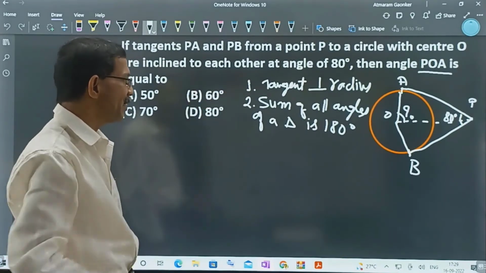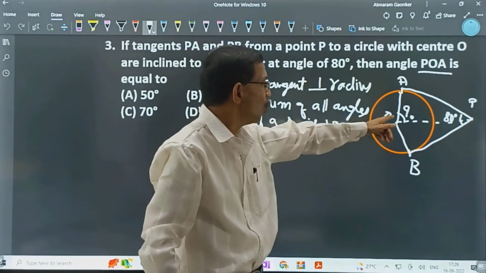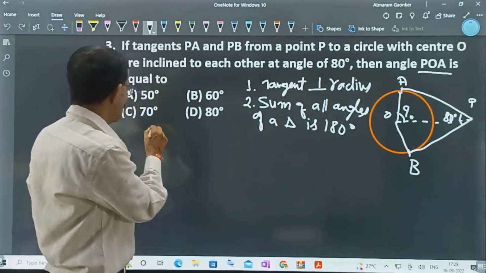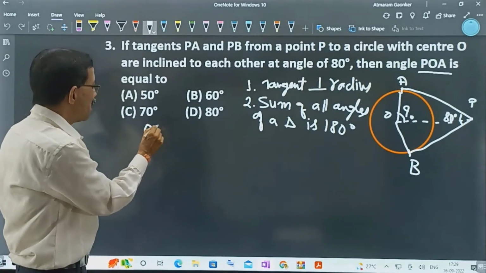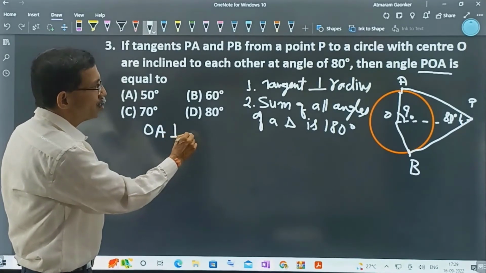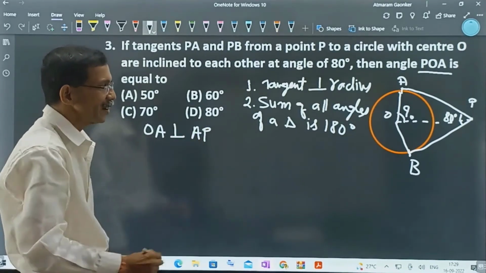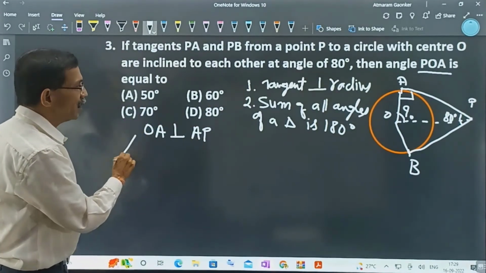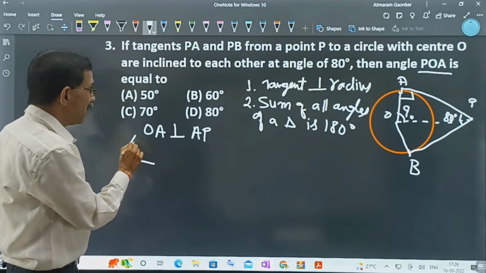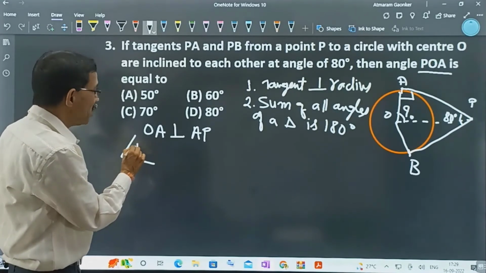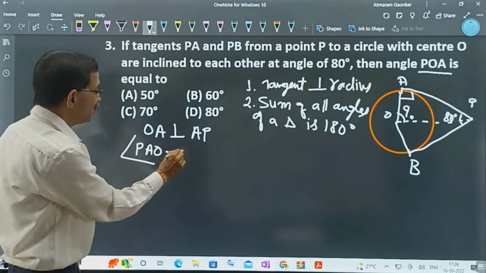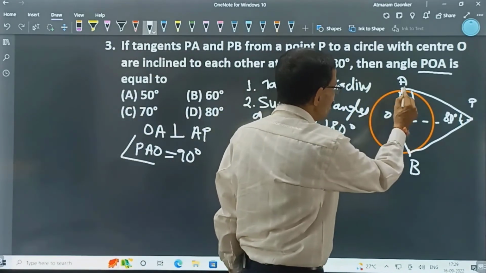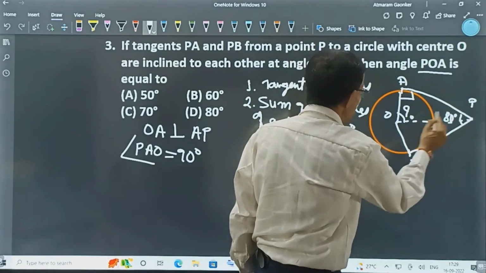The first is that tangent and radius are perpendicular. So OA is the radius and AP is the tangent. So they are perpendicular. So I will write OA is perpendicular to AP, and when that is perpendicular, this angle is 90 degrees. So I can write angle PAO is equal to 90 degrees. So now we know this is 90 degrees. We have to find the angle APO.